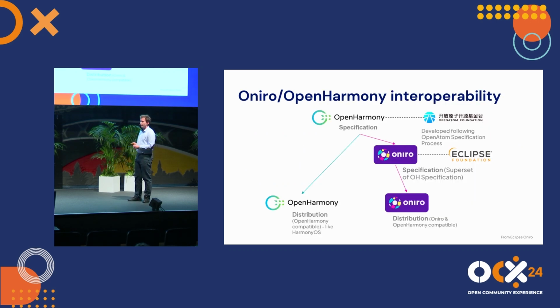So when it comes to Oniro OpenHarmony interoperability, we basically have OpenHarmony developed by OpenAtom. We have the Oniro specification developed by the Eclipse Foundation. And then you can have OpenHarmony distributions, which are OpenHarmony compatible, and Oniro distributions, which are Oniro and OpenHarmony compatible.